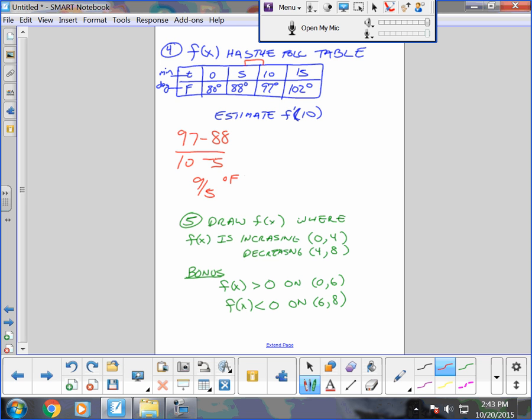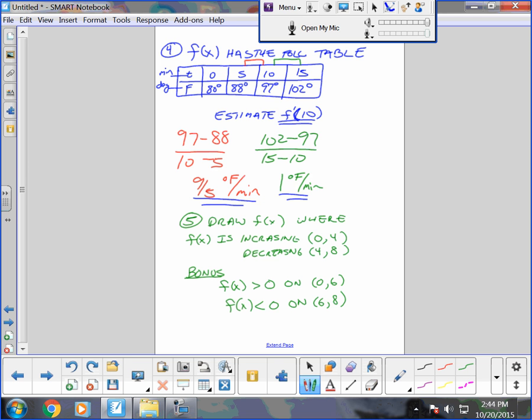degree Fahrenheit per minute. And I can do the secant line on the other side, which is 102 minus 97 over 15 minus 10, which is 5 over 5, right? Which is 1 degree Fahrenheit per minute. And the best I can do to estimate f prime, the tangent in this case, would be to take the average of the two secants.